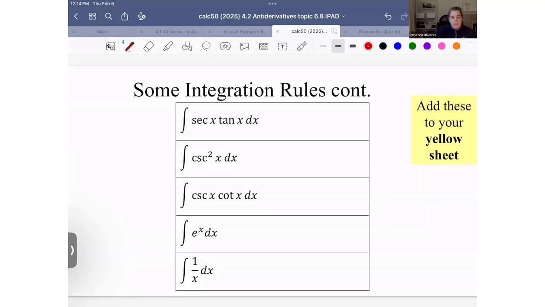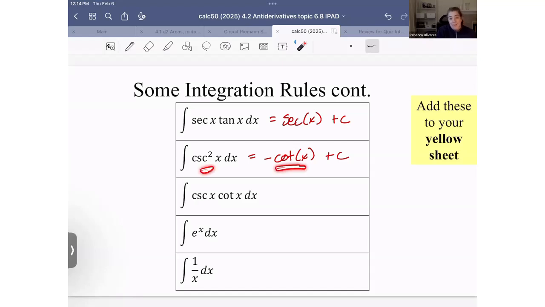All right, for the first one, we've got secant tangent. So the antiderivative of that is secant of x plus c. Cosecant squared, the antiderivative of that will be negative cotangent of x plus c. Remember, the derivative of cotangent was negative cosecant squared, so the antiderivative of cosecant squared would be negative cotangent. And for the next one, cosecant cotangent, the antiderivative would be negative cosecant of x.